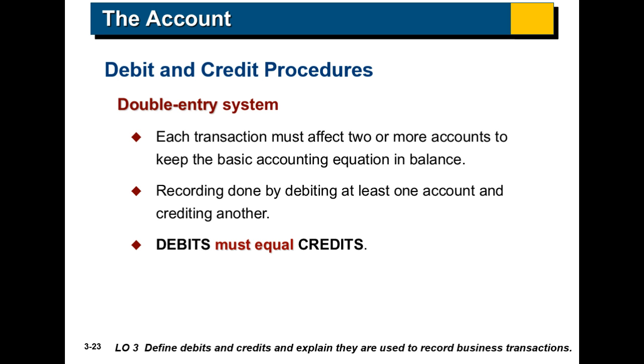Basically, what we might do is debit one account and credit another account. We might debit two accounts and only credit one account, but they got to still be equal, don't they? Debits have to equal credits.